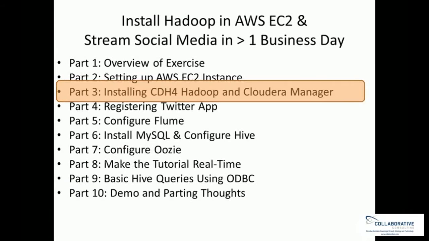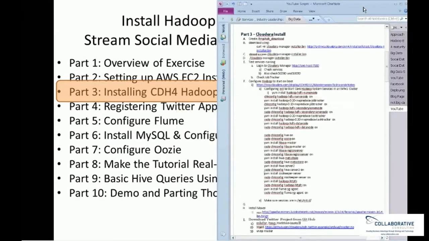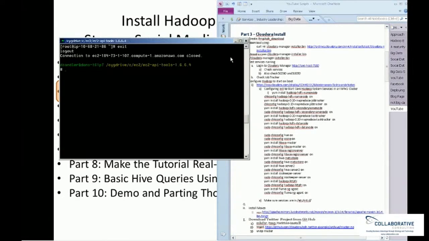So part 3 is basically installing Cloudera distribution of Hadoop version 4 to our Amazon cloud instance. This actually is a pretty easy task. Anyone who's ever installed anything on Linux understands that it's open source on Linux. They make life very easy. There's no forms to fill out, nothing like that.